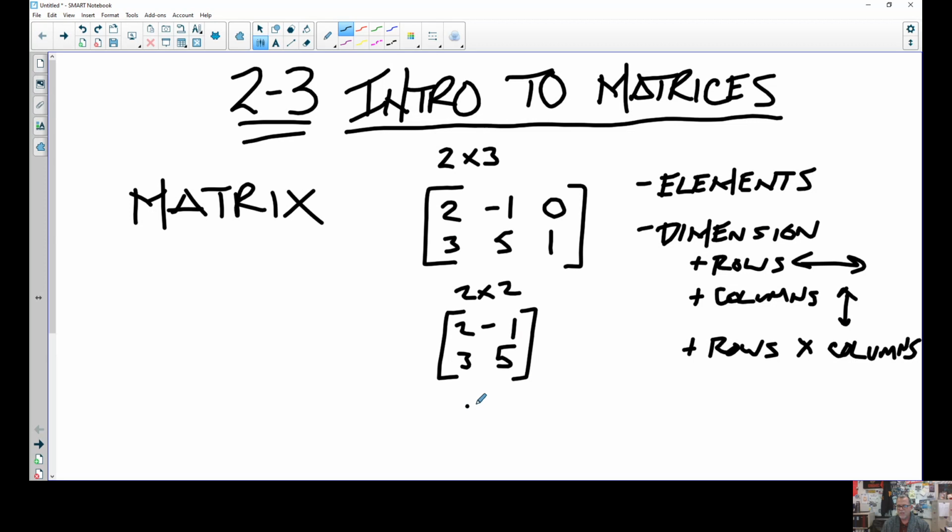We would call this a second order matrix. When we talk about square matrices, they are of a certain order. If it's a 3 by 3 matrix, it's a third order, okay? So these are just some of the words to get out of the way.